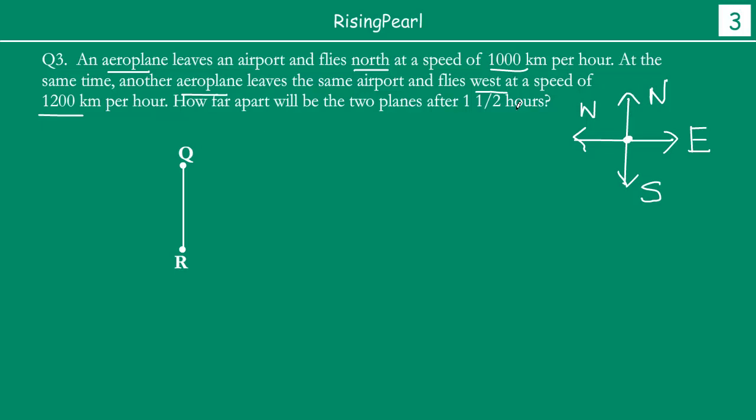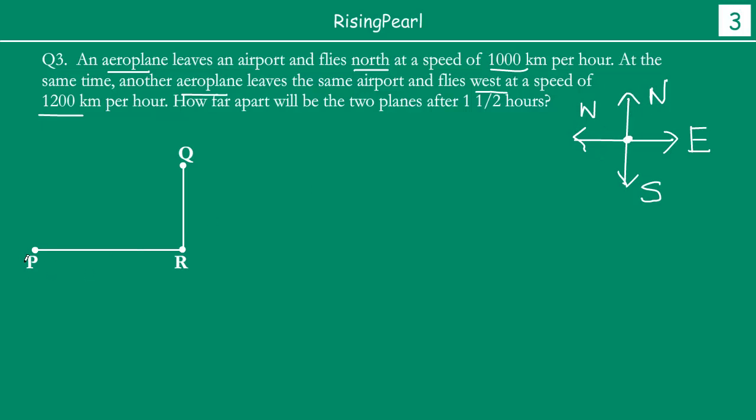So after 1.5 hours, let us say Q is the position of the aeroplane. So RQ is the distance the plane has traveled in 1.5 hours, right? Similarly, friends, at the same time RP is the distance traveled by the second aeroplane. So after 1.5 hours, the second aeroplane is flying west. So see here, this is north and this is west.